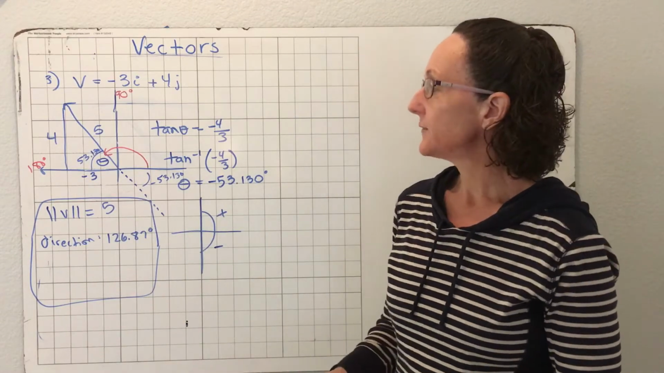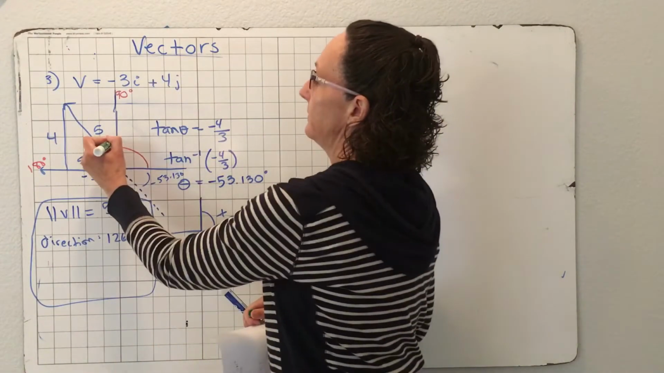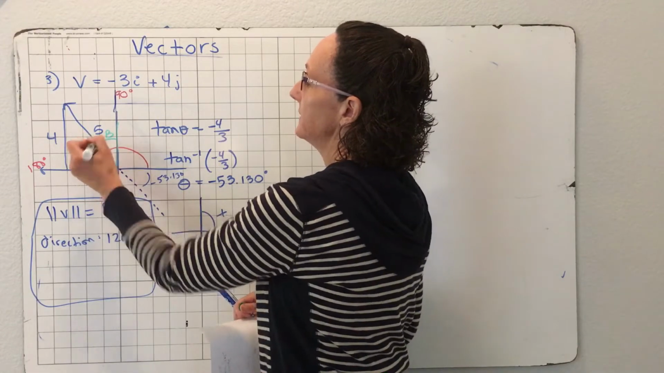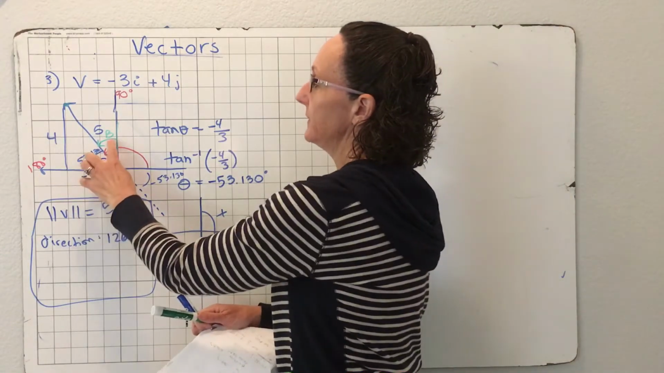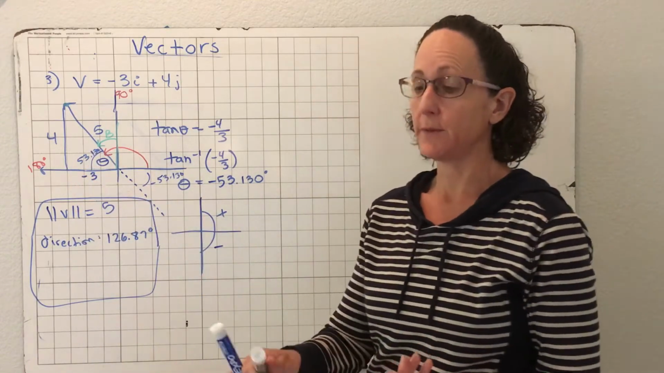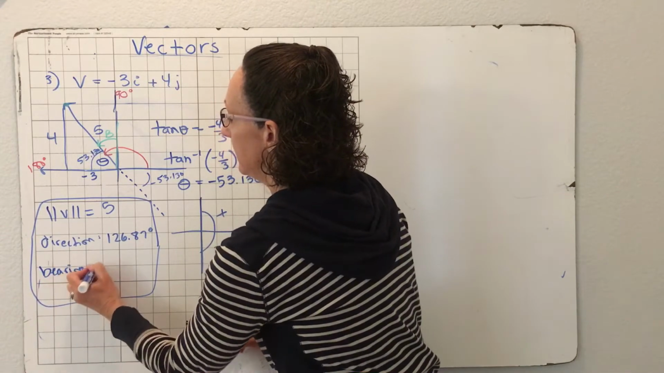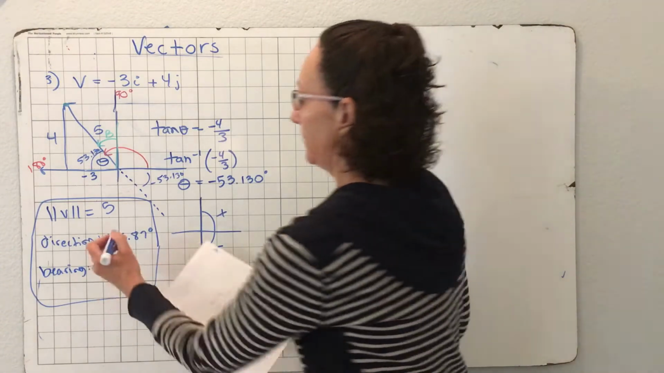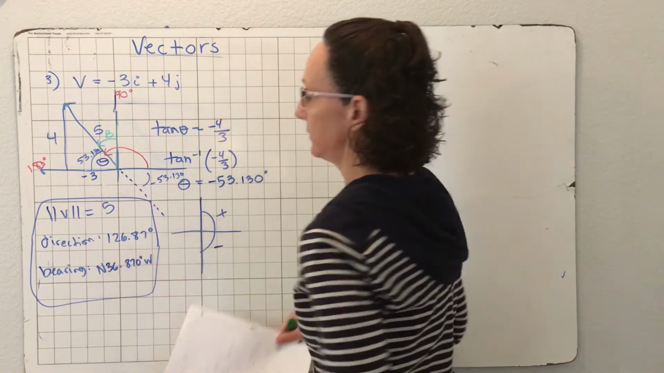Okay, all right, as far as the bearing goes, the bearing is going to be right here because it's north and then it's west until you get to that vector right there. This part and this part are always going to add up to 90. So just do 90 minus 53.130 and you will get your bearing. So your bearing is you go north and then 90 minus 53 is 36.870 in the west direction.